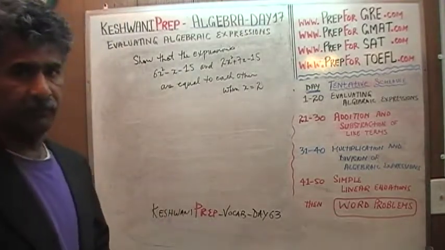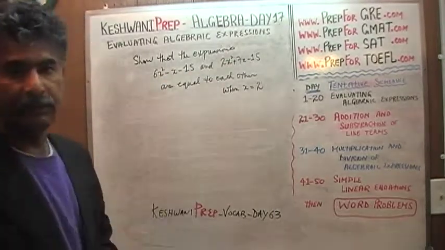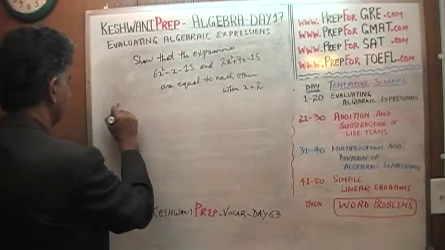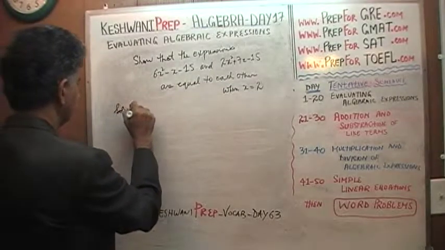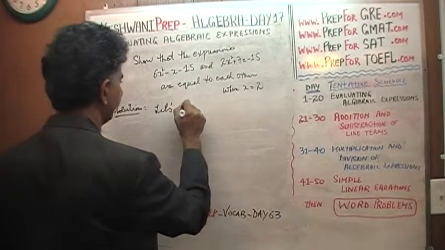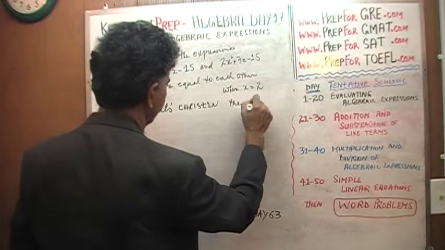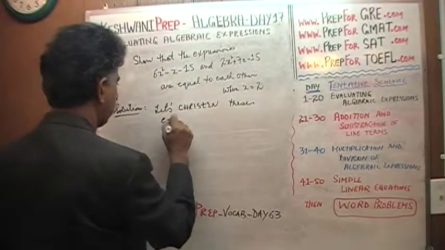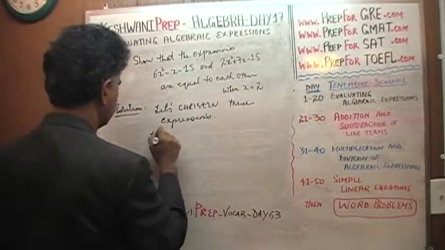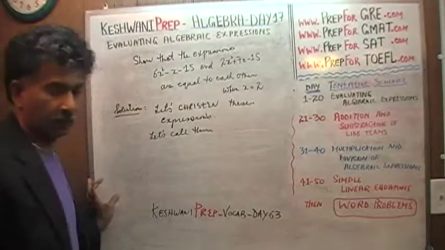In doing so, the very first thing we need to do is to give these two expressions names. Let's christen them. So here's your solution. Very first thing we have to do is let's christen these expressions. What should we call them? You could call them anything you want.